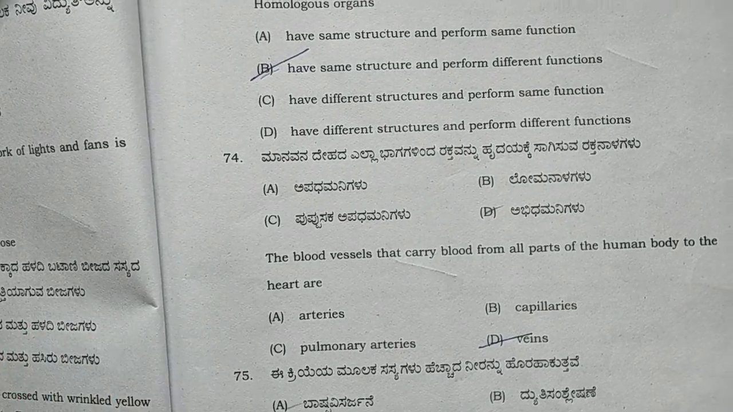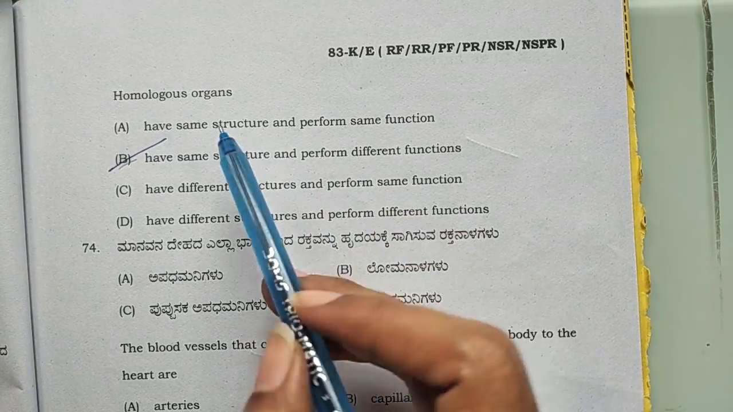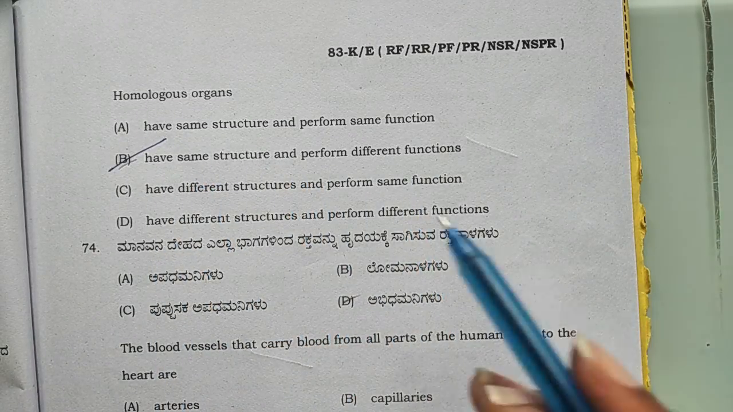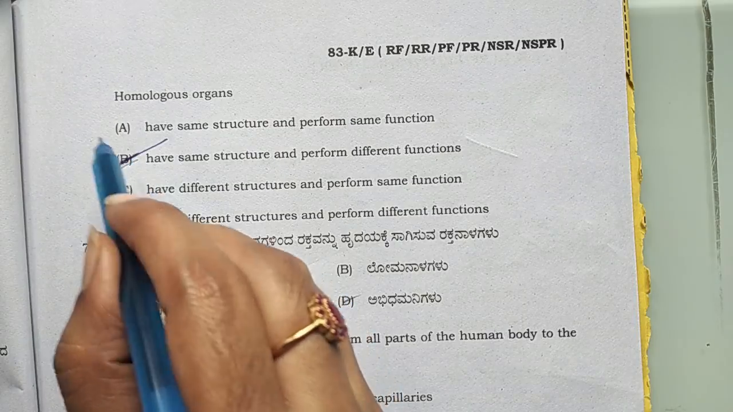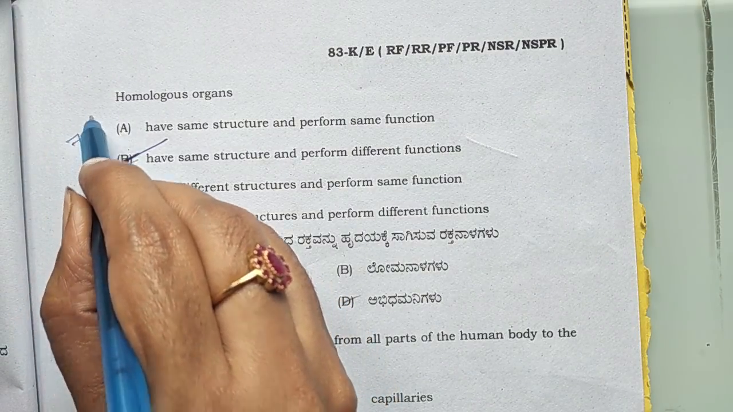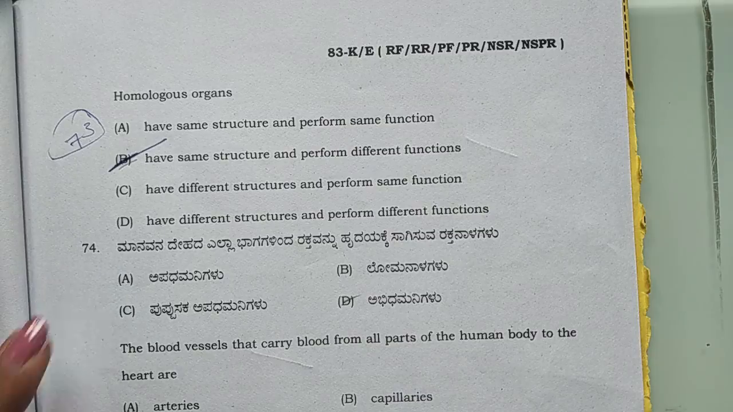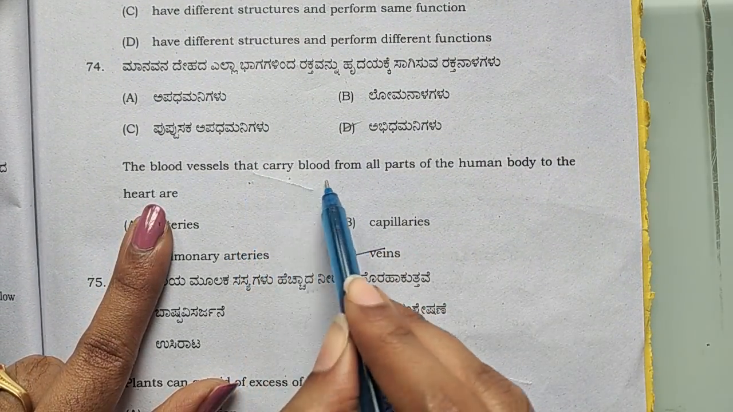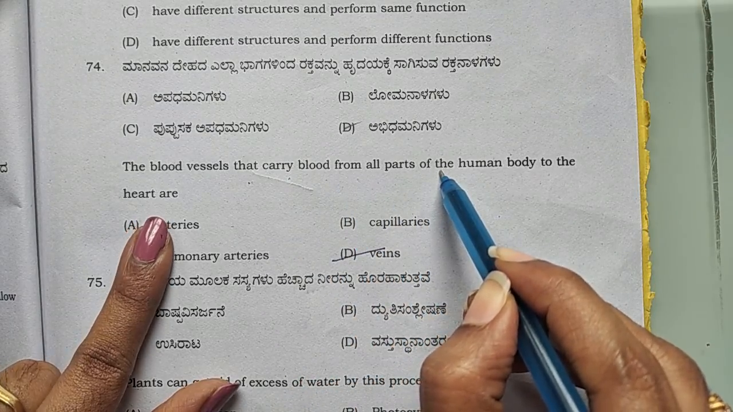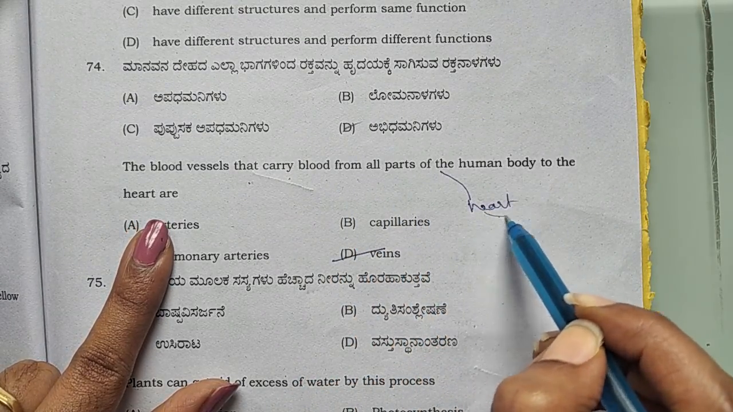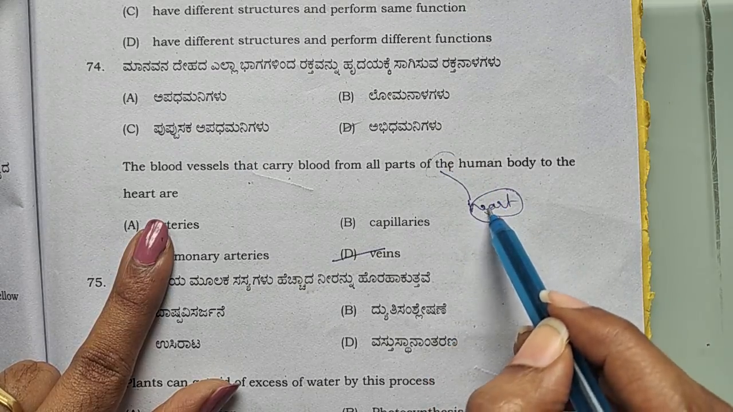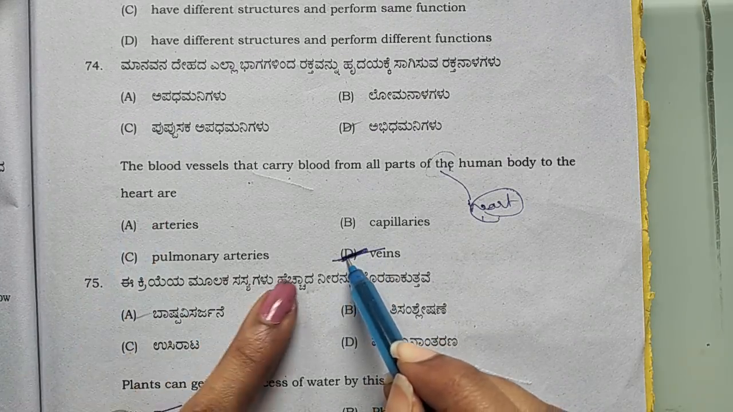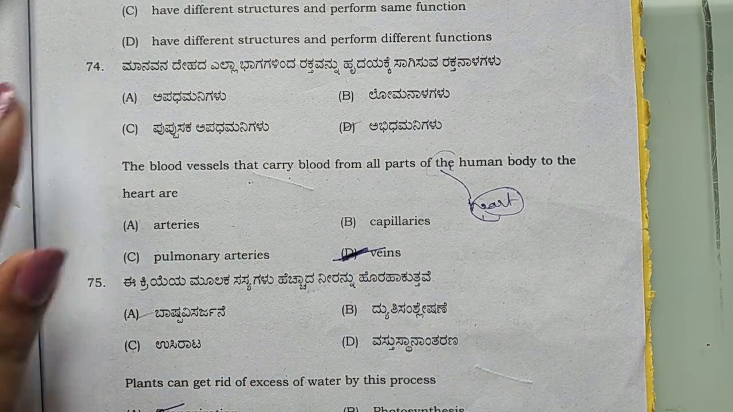Coming to the 73rd question, homologous organs definitely have the same structure and perform different functions. So option B is correct for the 73rd question. Okay, coming to the 74th question, you can read this. The blood vessels that carry blood from all parts of the human body to the heart. So deoxygenated blood is taken to the heart by which blood vessels, they are asking. It is veins. So option D is correct for the 74th question.